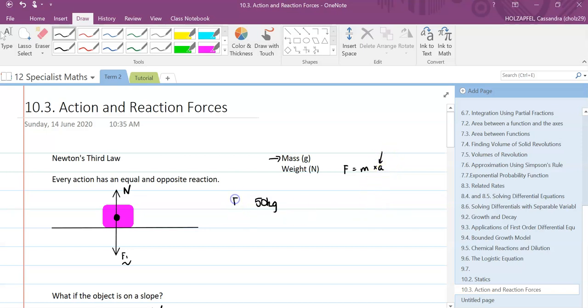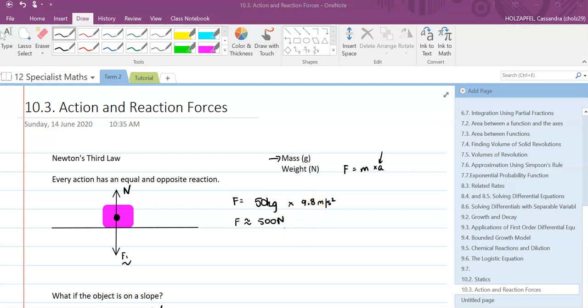So if you wanted to find the force, that's going to be equal to your mass in kilograms times 9.8 meters per second squared. That's the gravitational force. So this is going to be approximately 500 newtons. Very rough estimate there because that's approximately 10.